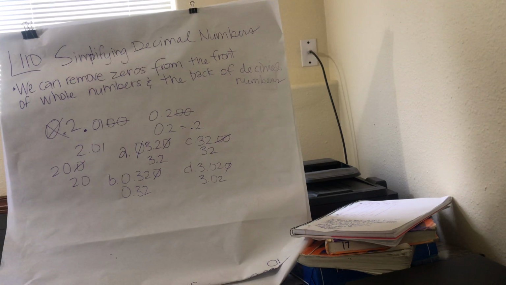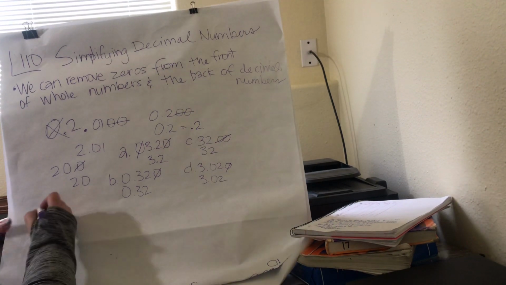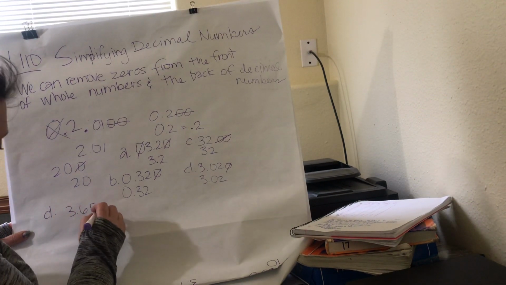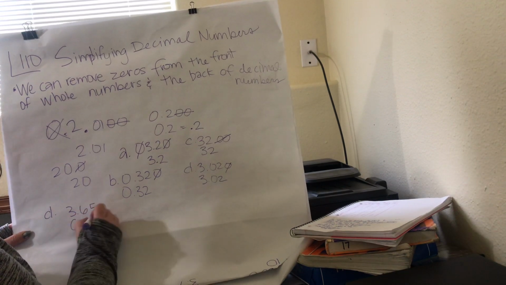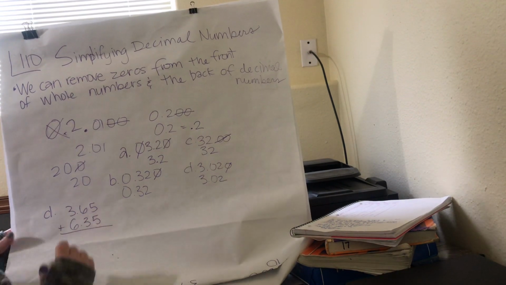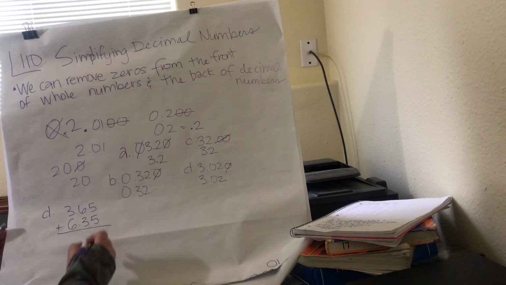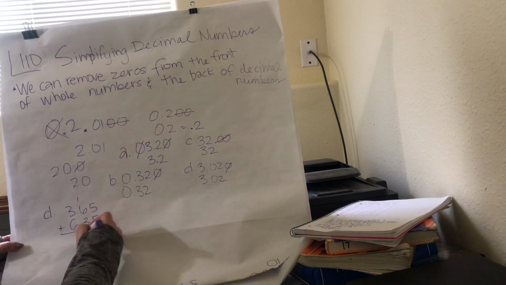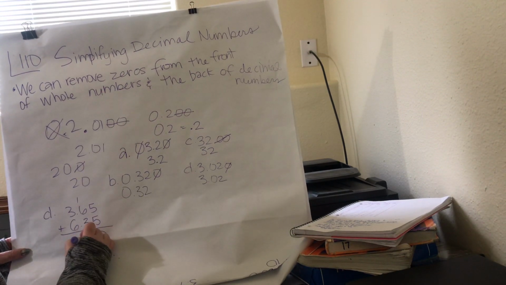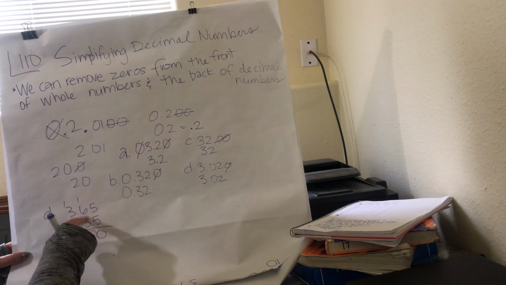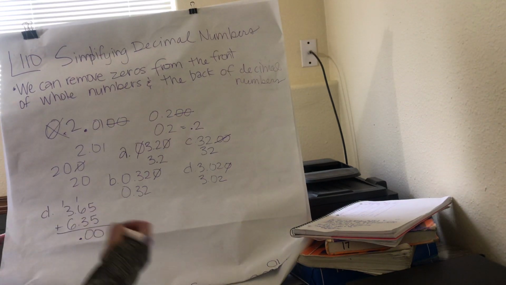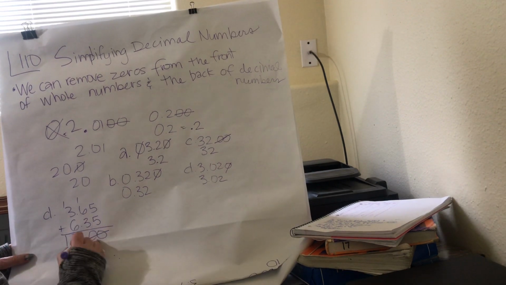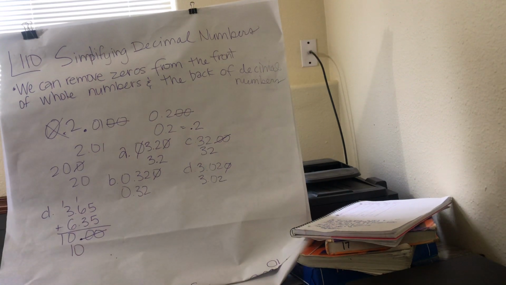Now let's look at E. We're going to actually add and then decide what to do with our answer. So for E, we have 3.65 and we have 6.35. And we're going to add. So what's 5 plus 5? 10. Carry our 1. 3 plus 6 is 9. Add 1. Got another 10. Ooh, don't leave our decimal point out. And then once again we have the same numbers over here. 6, 3, and 1 add up to 10. What do we have extra that we don't need? Correct. We can just simply say the answer is 10.